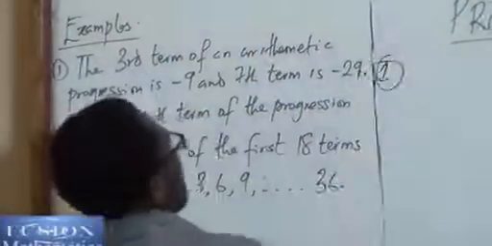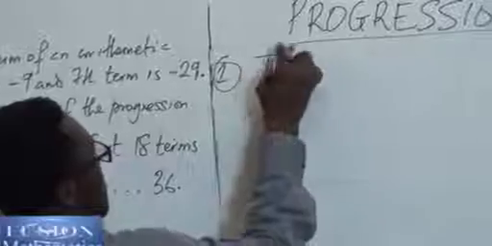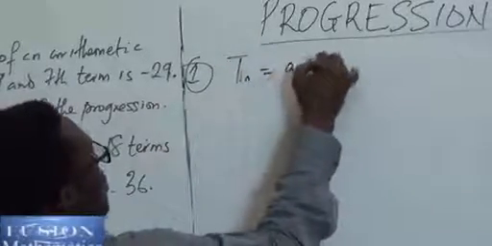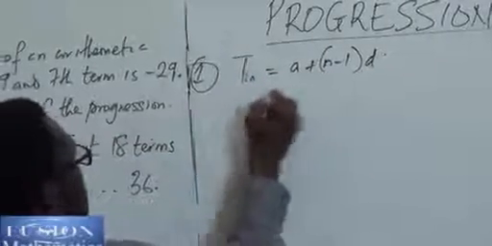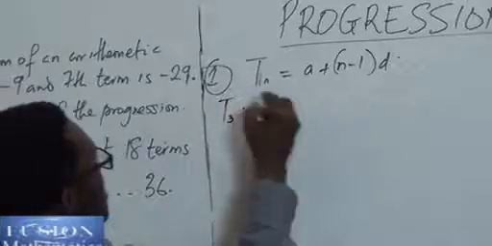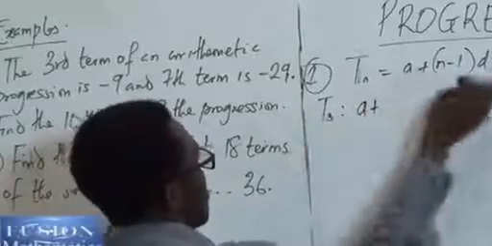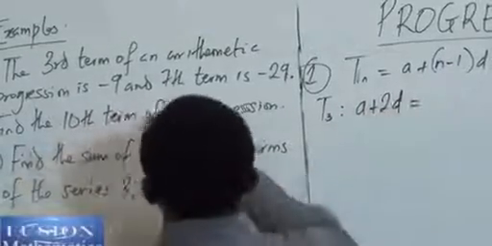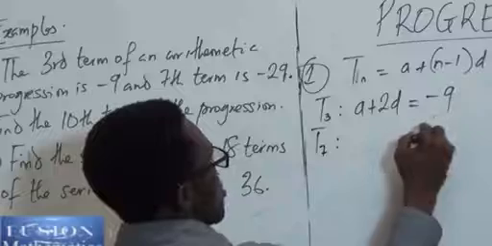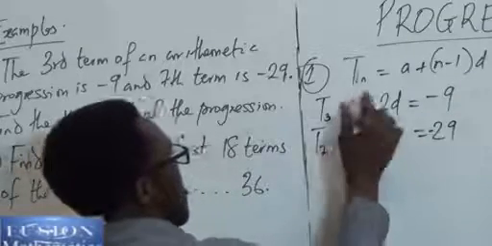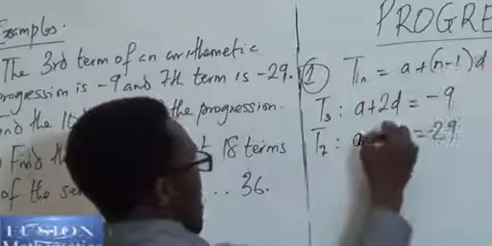So for number 1, they gave us the third term. Remember that we said that for the general nth term, that is A plus N minus 1D. So for the third term, which they gave us as T3, it will be A. We don't have the first term, but we know that it will be 3 minus 1, which is 2D, equals, they gave us the term as minus 9. Then for the seventh term, they gave us minus 29, and following this formula, we have A plus 7 minus 1, that will be 6D.